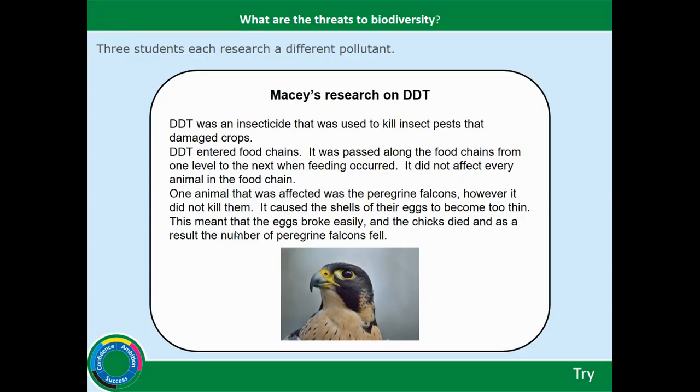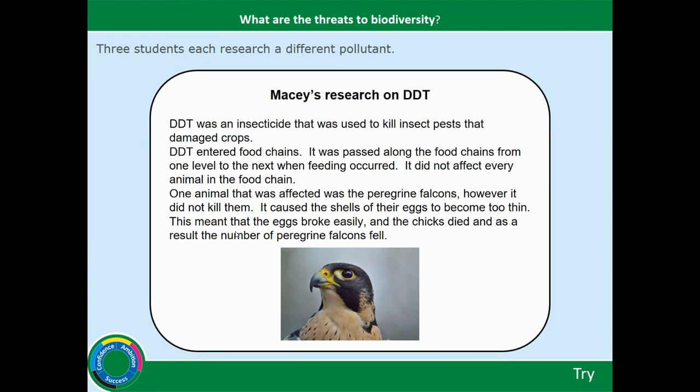Now, 3 students have done a research about pollutants. The first student is called Macy. Macy's research on DDT, and I read that for you. DDT was an insecticide that was used to kill insect pests that damaged crops. DDT entered food chains. It was passed along the food chains from one level to the next when feeding occurred. It did not affect every animal in the food chain.